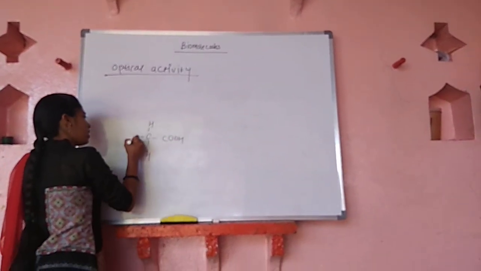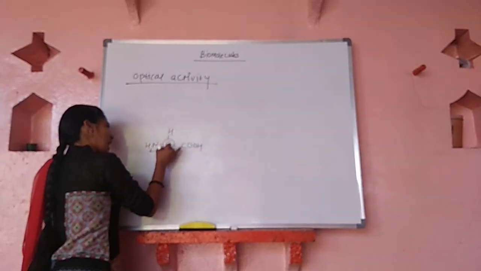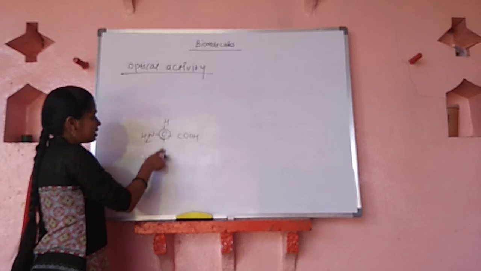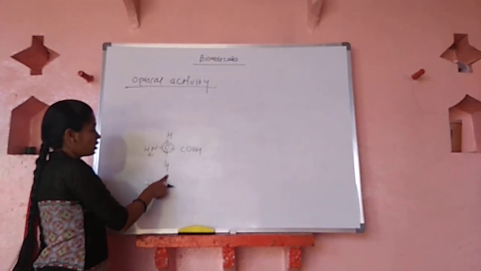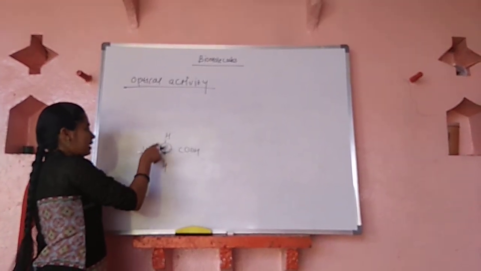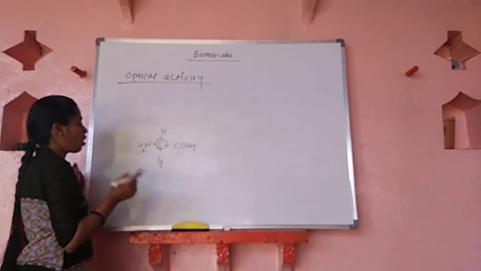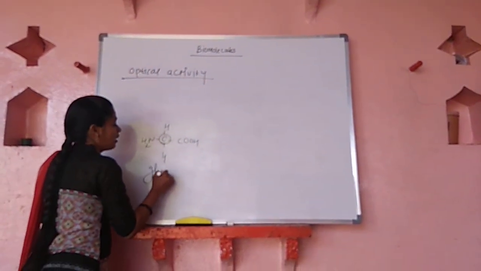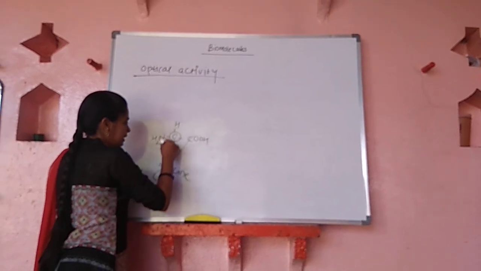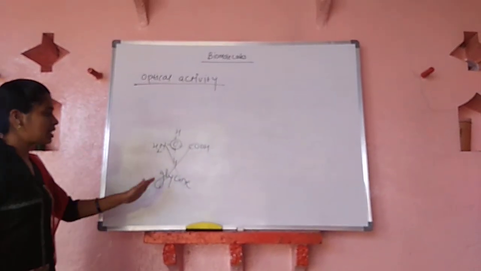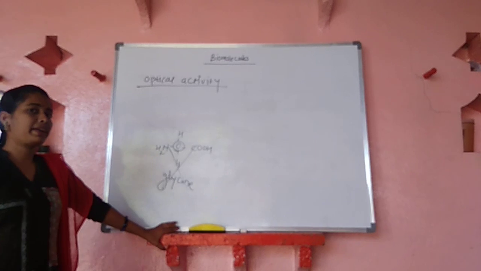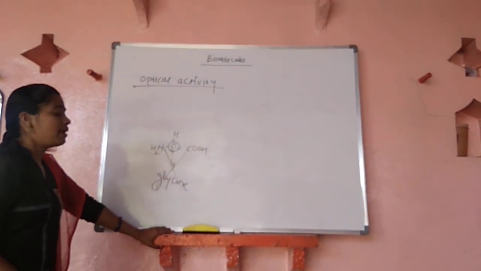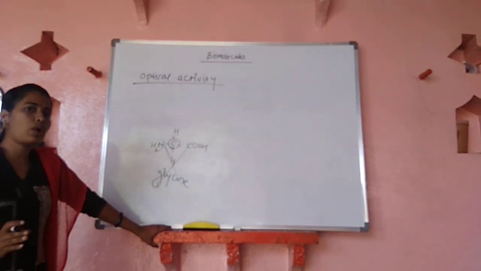See here, students, this carbon contains two hydrogen atoms, which are the same group. If the carbon contains the same groups, then it will not show optical activity. So glycine can't show optical activity. Except glycine, other amino acids can show optical activity.